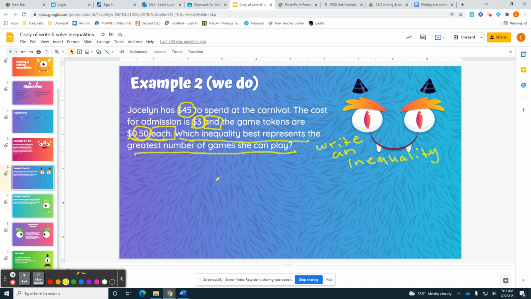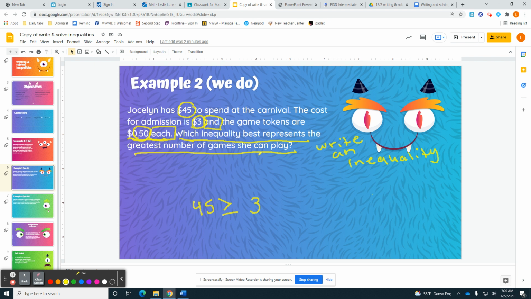Okay, so let's go ahead. If she has $45, can she spend more than $45? No, right? Because that's all the money she has. So whatever she spends at the carnival cannot be more than 45. So we're going to have 45 is greater than or equal to however much she's going to spend at the carnival. The cost for admission is $3. So she's going to spend $3 because that's how much she has to pay to get in.